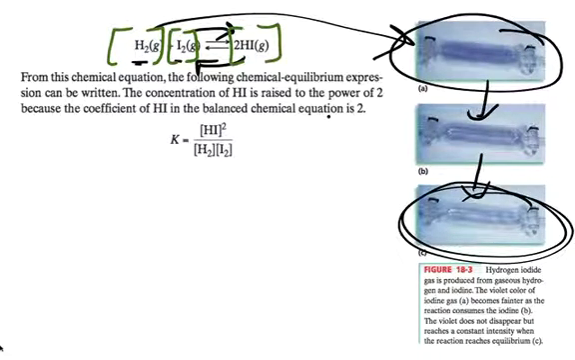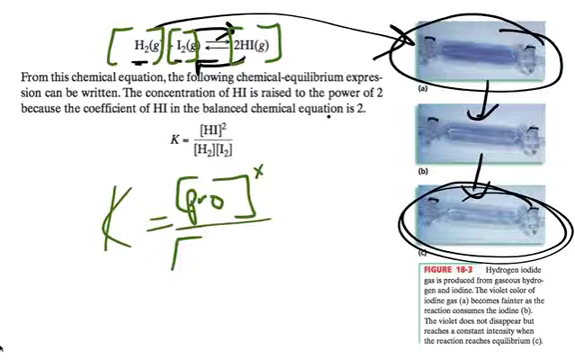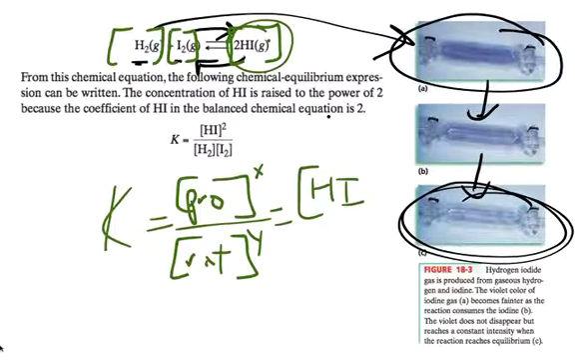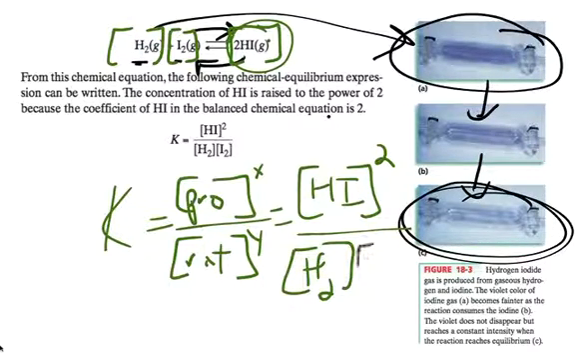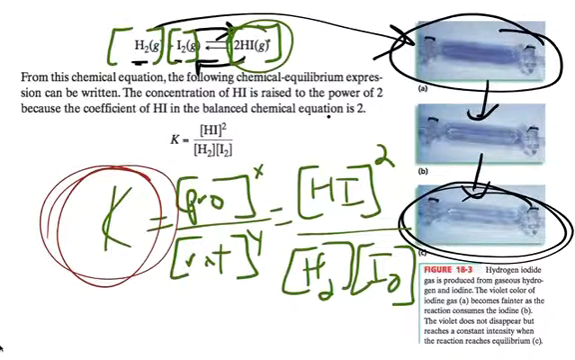Now, that doesn't mean the stuff on both sides is equal, but the rates are equal. So what we want to determine at that point is the equilibrium constant. Well, K, which we'll use for equilibrium constants, is the ratio of the products raised to their powers over the reactants raised to their powers. In this case, our product is hydrogen iodide, HI, raised to the second power, over the concentration of hydrogen gas times the concentration of iodine gas. So if we know the concentrations of the gases, then we can determine the equilibrium constant.